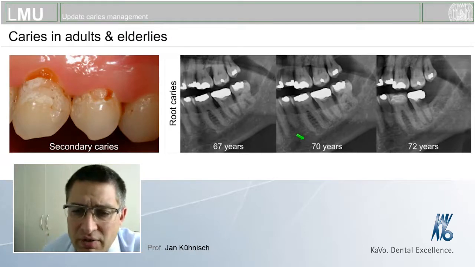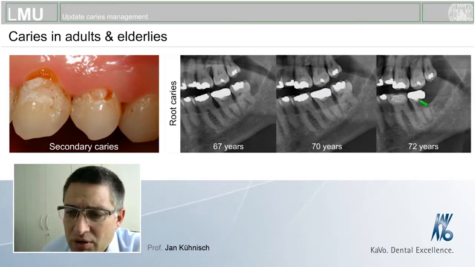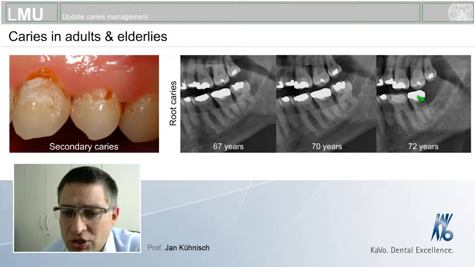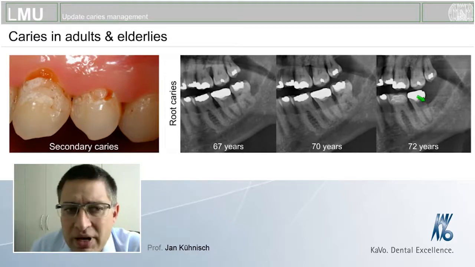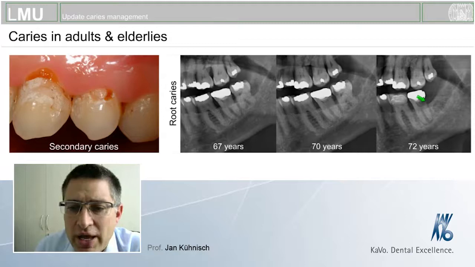And please have a look at the story here. This is a wisdom tooth, and 3 years later, the wisdom tooth was extracted due to the huge caries lesion on the mesial buccal side. And 2 years later, the second permanent molar got into the same situation and had to be extracted as well. It is a dramatic situation in such patients, who are frequently using a lot of different medications, and the risk profile is completely changed from an excellent situation to a worse situation.